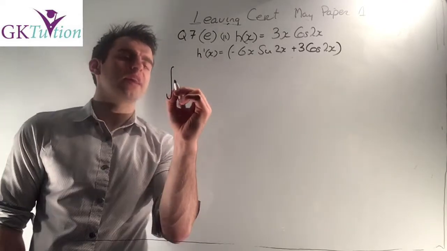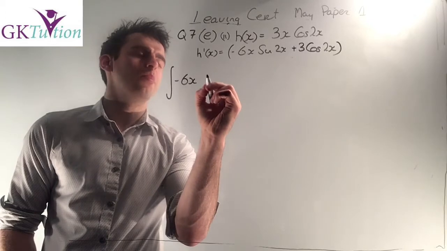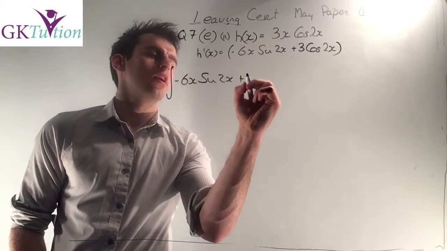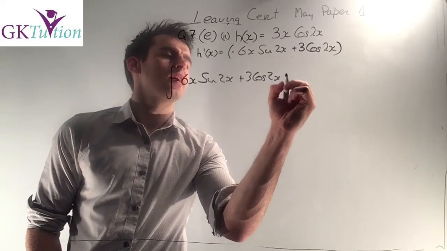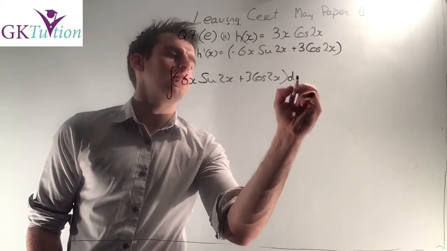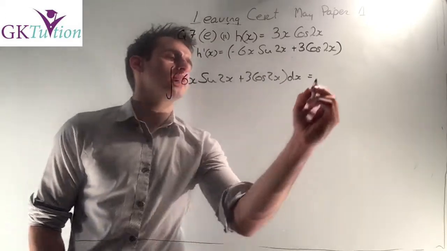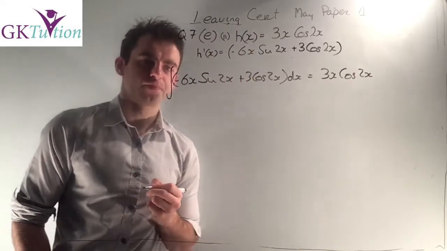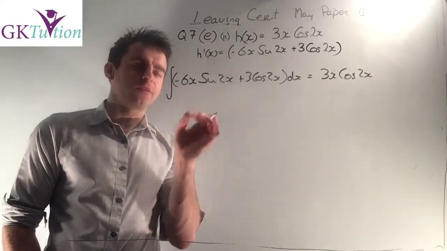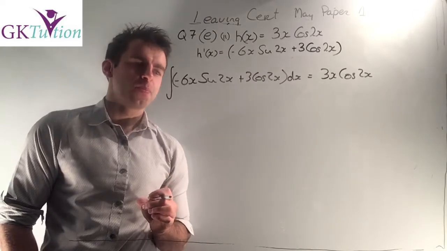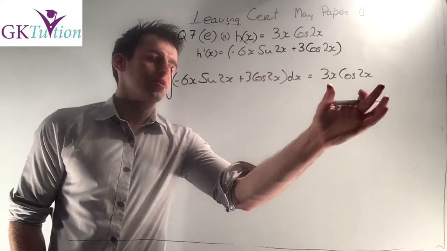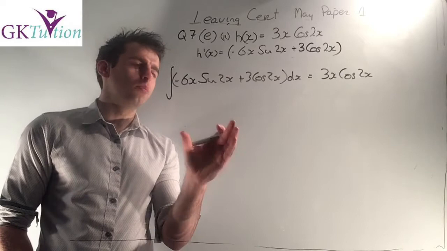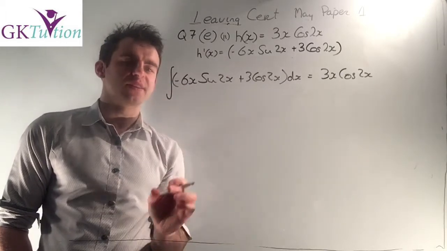You need to say that the integral of your answer, which was minus 6x sine 2x plus 3 cos 2x, if you integrated it, you would end up where you started, which was 3x cos 2x. So that's your first line, that's your first set of marks. The integral of your answer equals the original question. And the whole point of this was to get the integral of 6x sine 2x.